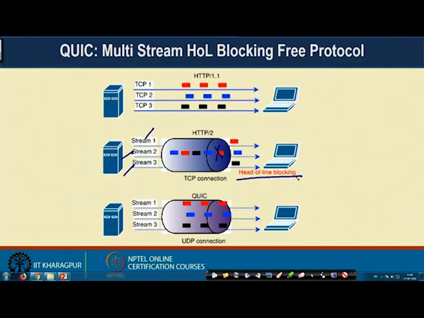Now, QUIC solves this head of line blocking problem by using a UDP connection. UDP does not have this problem of blocking due to reordering. UDP simply passes the packet up, and the QUIC protocol itself takes care of sending the packets to the individual streams, and it maintains stream-wise flow control and congestion control. I am not going into the flow control and congestion control algorithms of QUIC in detail. If you are interested, you can look into the specific draft or the SIGCOMM 2017 paper.